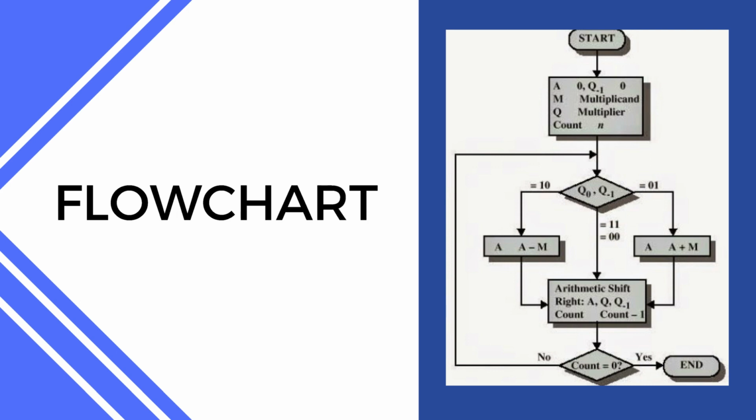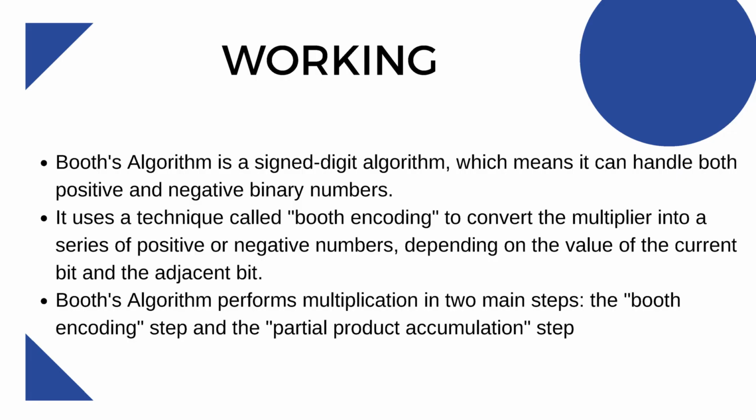In the fifth step, we decrement the counter and if it is not 0, we go back to step 3 to repeat the process for the next bit in the multiplier. And in the last step, when the counter reaches 0, we have completed the multiplication and the product is stored in the accumulator. Overall, Booth's algorithm is an efficient method for multiplying two binary numbers, especially when implemented in hardware. This flowchart helps to visualize the steps involved in the algorithm and how each step contributes to the final result. Thank you.